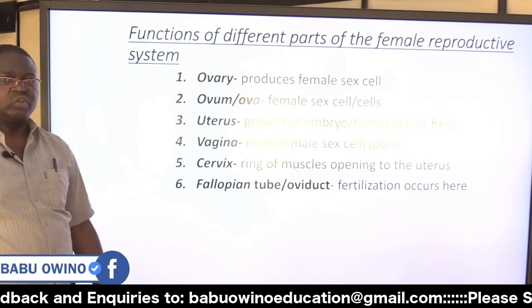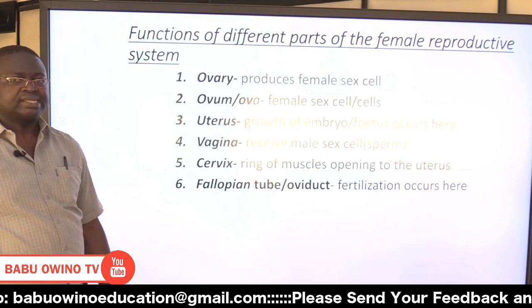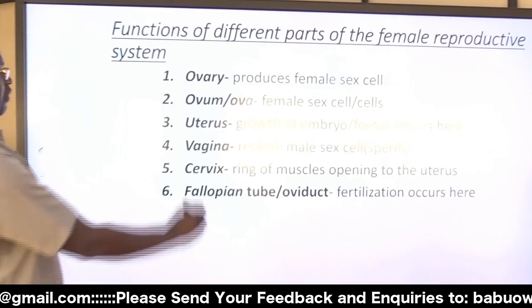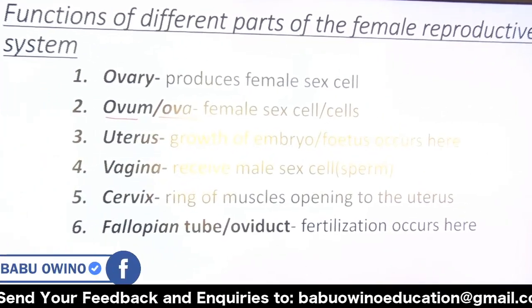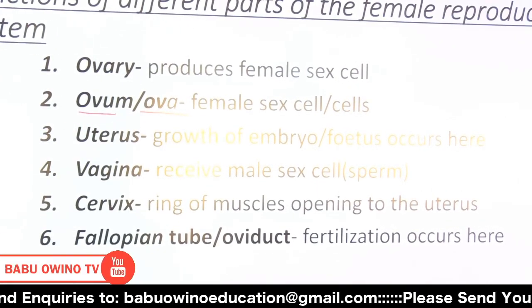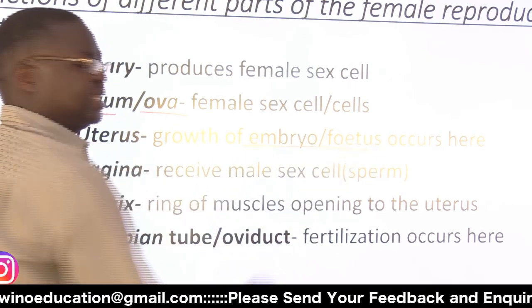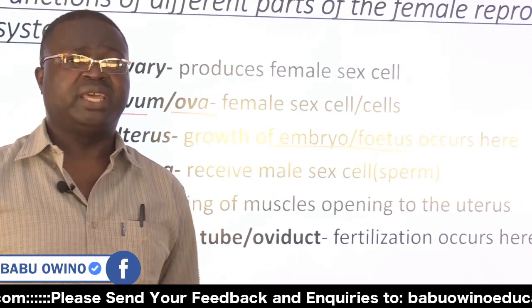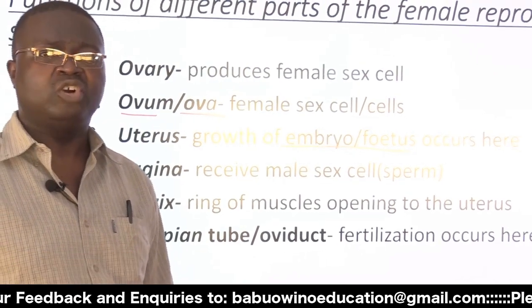The summary of what we have just said is here on the board. For those who are writing short notes, we have said 1, ovary produces female sex cells. Number 2, ovum. If it is 1, it's ovum. When there's many ova, they're the female sex cell if it is ovum, or sex cells if it is ova. Then uterus is where growth of the embryo. Embryo na fetus is a young child who is developing in the womb. When they are born is when we call them babies.